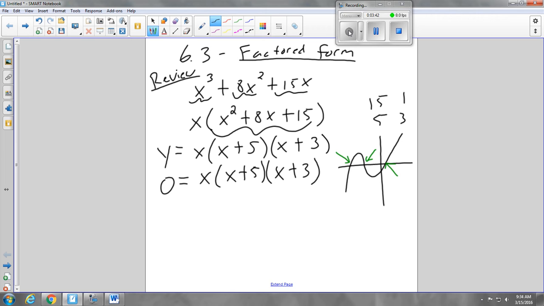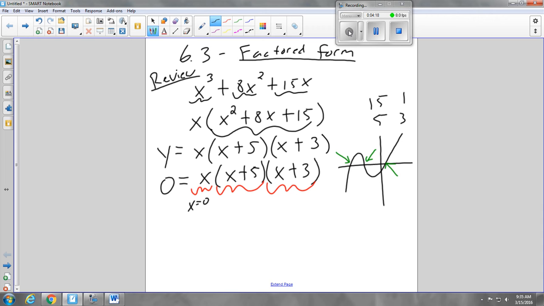So first off, 0 times anything is what? 0. So what I want to have happen is I want to figure out what would make this equal to 0, what would make this equal to 0, and what would make this equal to 0. And those are going to be my solutions. Those are going to be my x-intercepts. I'm going to have 3 of them, which makes sense, right? I've got 3 of them in my picture. So this one's pretty straightforward. What would that be to be equal to 0? 0. So x here must be 0.